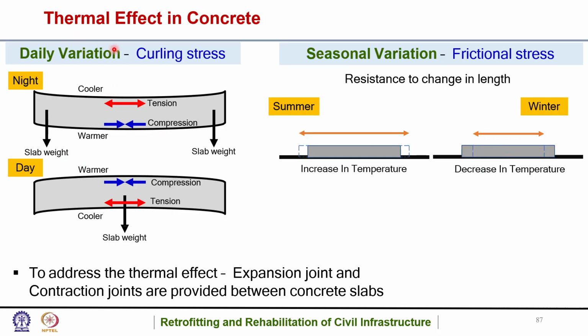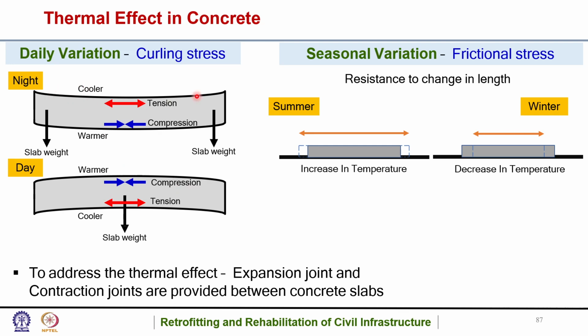If we see how the temperature effect occurs in concrete, there are two types of variation: daily variation and seasonal variation. In daily variation, the curling stress occurs. In the night, the upper surface of concrete is cooler and the lower surface is warmer. In the day, the upper surface is warmer because of the sun, and the lower surface is cooler. So during the day, because the upper surface is warmer, compression occurs here.